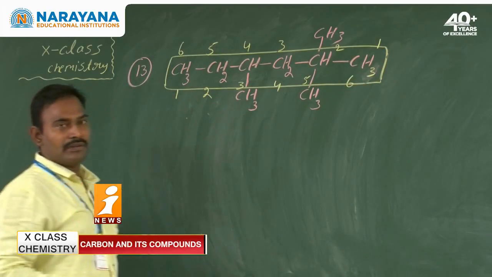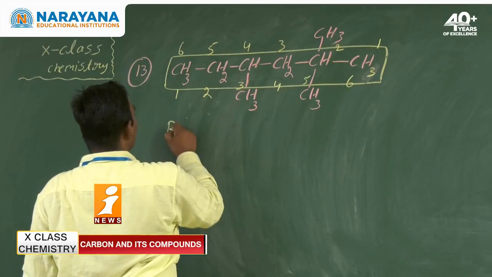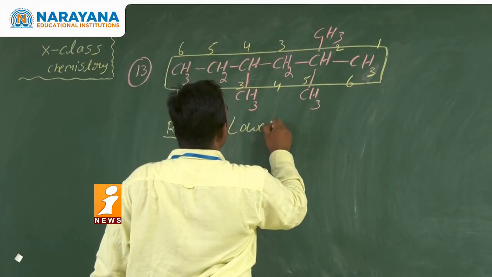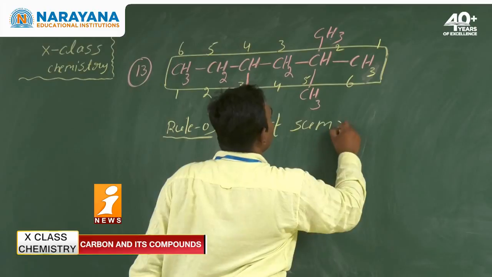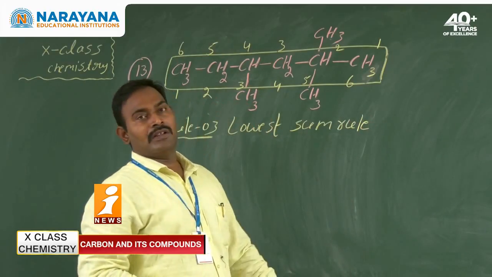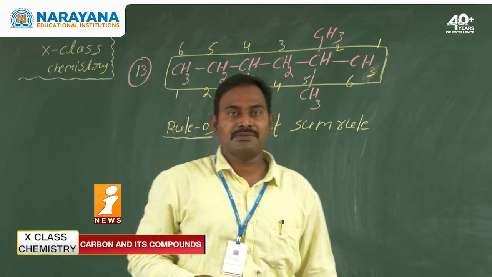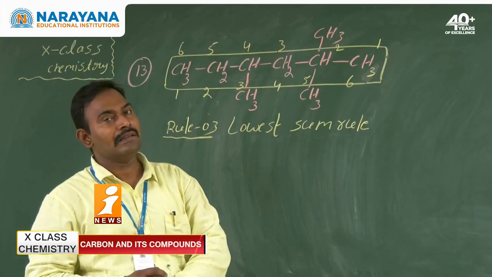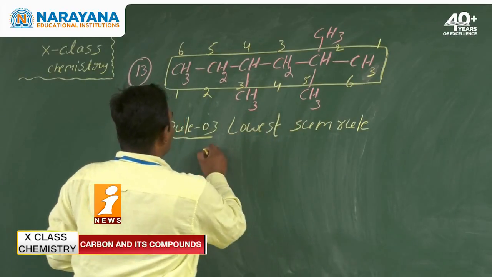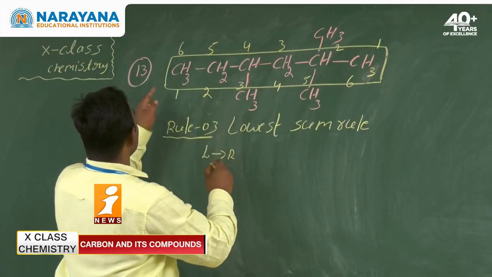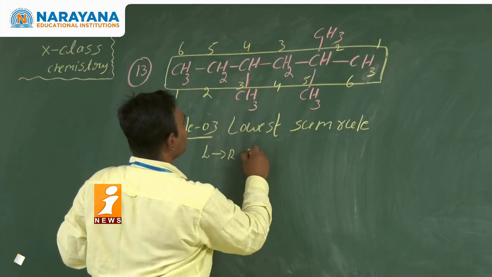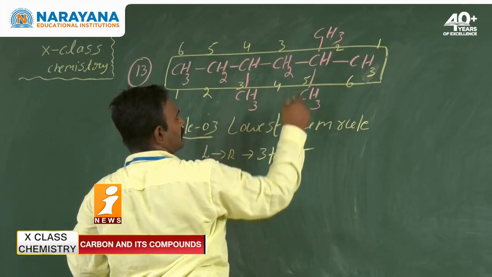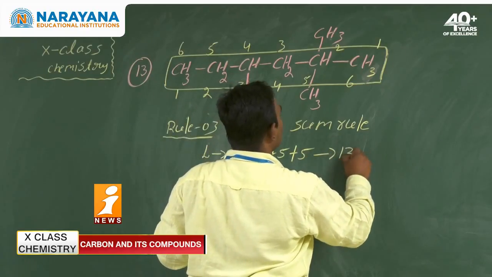Now here we can define one more rule, rule 3. That rule is the lowest sum rule. That means the sum of the positions of the substituents should be as small as possible. That is the correct procedure to allot the numbering. Now here, left to right: positions of substituents 3 plus 5 plus 5, since the methyl group is present 2 times. Total here 13.